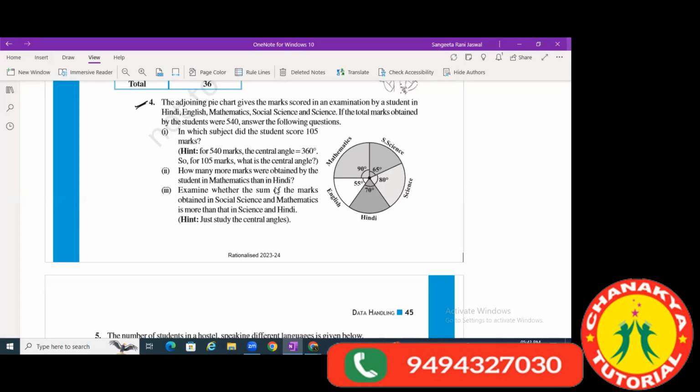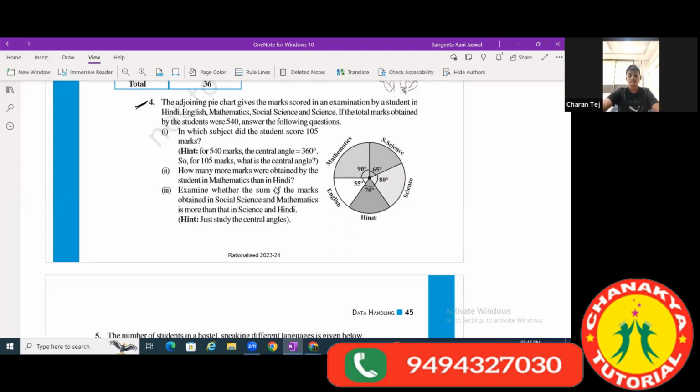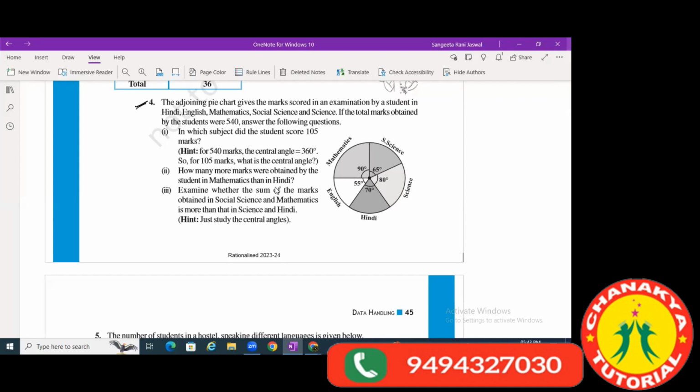Okay, in which subject did the student score 105 marks? So you have to find out in which subject the student scored 105 marks. Now the hint given to you is, for 540 marks, the central angle is 360. The total marks are out of 540, is it? So 540 means it must be a complete angle 360 degrees. You agree to that? Yes, ma'am. As per the question? Okay. So for 105 marks, what is the central angle? So now the question is asking, for 105 marks, what would be the central angle? Okay, so that means in which subject the student scored 105 marks, that you have to find out.